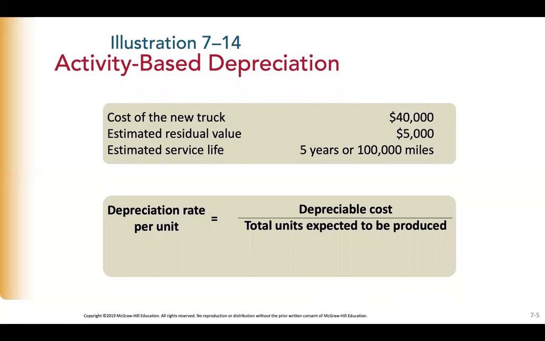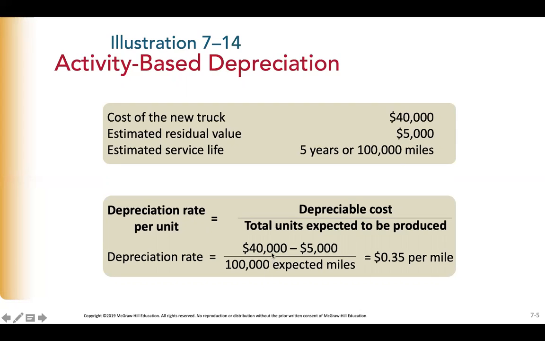The first thing we need to determine is the depreciation rate per unit, which we calculate by dividing the depreciable cost by the number of units expected to be produced, or in this example, the number of miles expected to be driven. So our depreciable cost, which remember is cost minus residual value, divided by units expected to be produced. In this example, our cost is $40,000, our residual value is $5,000, and we expect to drive 100,000 miles. So our depreciation rate is 35 cents per mile.